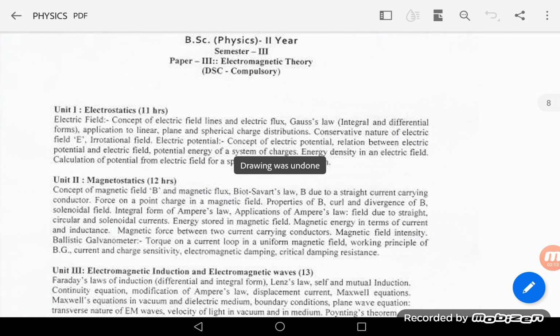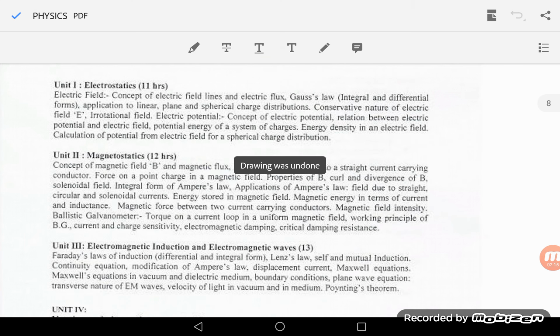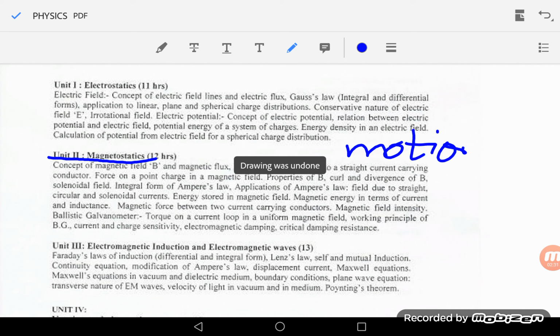Now moving to unit 2, unit 2 is about magnetostatics. Unit 1 is about electrostatics and unit 2 is about magnetostatics. So what does magnetostatics mean? The study of electric charges which are in motion. If the charges are at rest position, that kind of study is known as electrostatics.